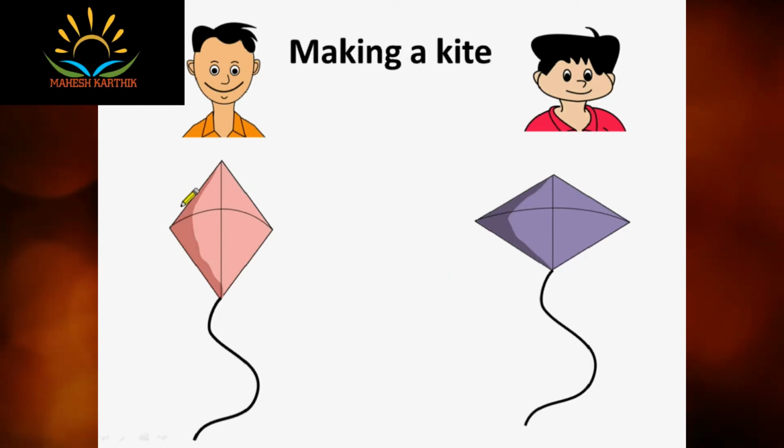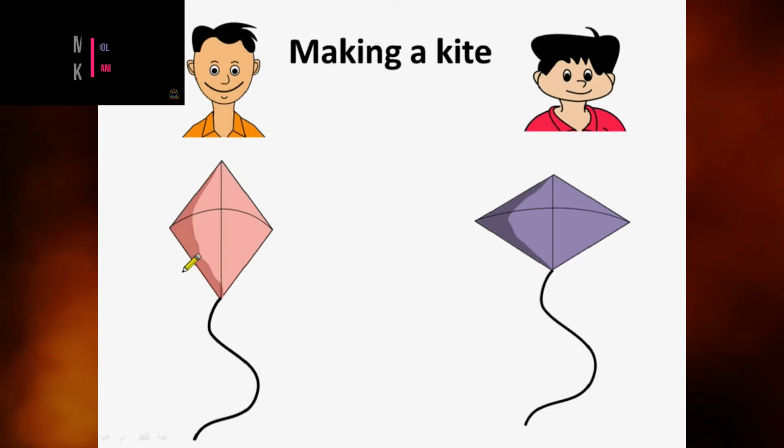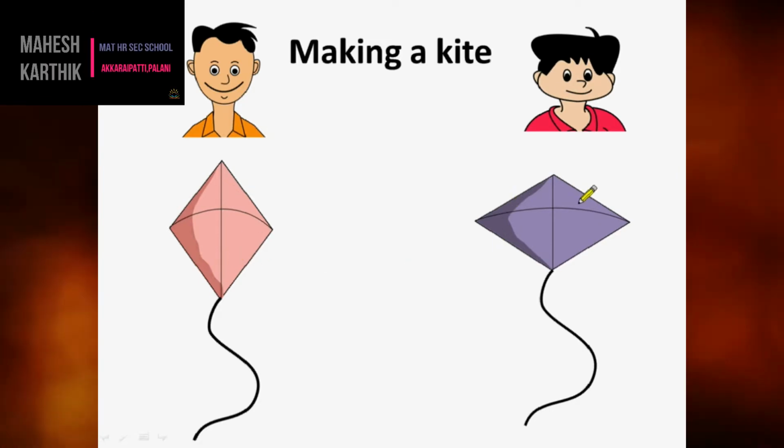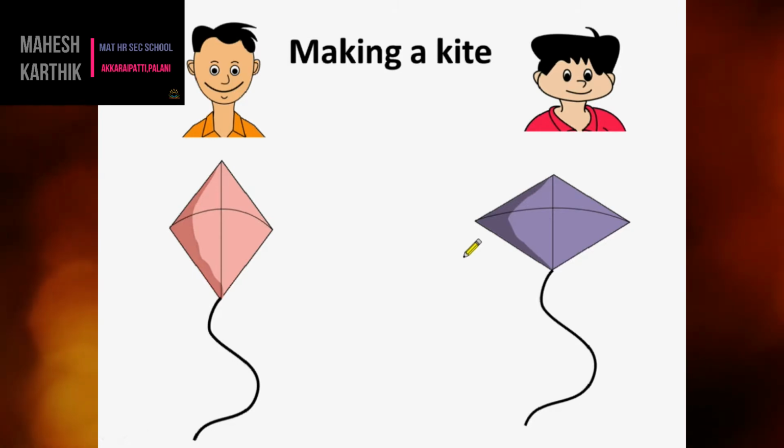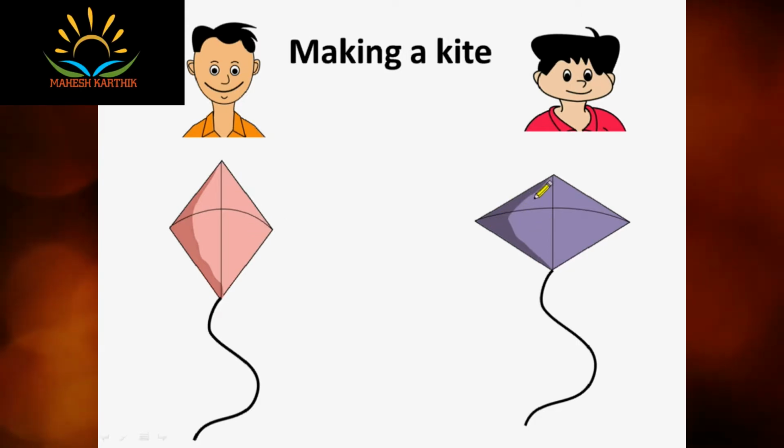If we see, both the kites have equal number of sides. 1, 2, 3, 4. Here too, 1, 2, 3, 4. Then what is the difference? If we see the corners of the kites, you will see the corners are different.